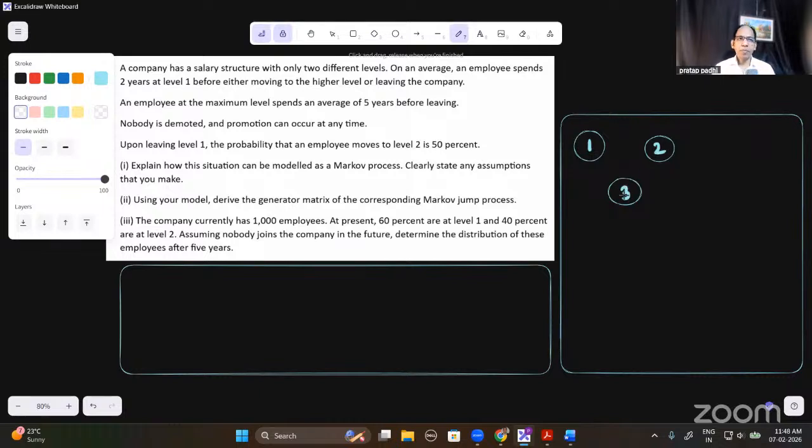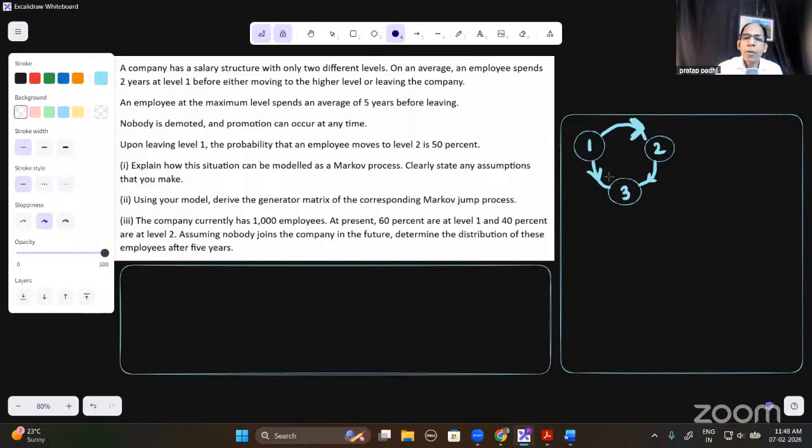Now remember, 1 to 2 is possible, but 2 to 1 is not possible, because you will be promoted. There is no demotion kind of a thing given here. And then even directly 1 to 3 is also possible, it says. And 2 to 3 is also possible. These are the 3 states and these are the possibilities.